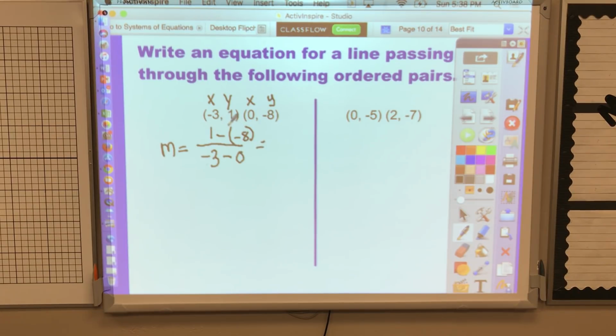1 minus a -8 is really 1 plus 8. This becomes plus, which gives me a 9. And -3 minus 0 is -3, which simplifies to a slope of -3.